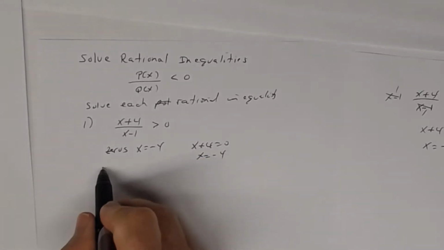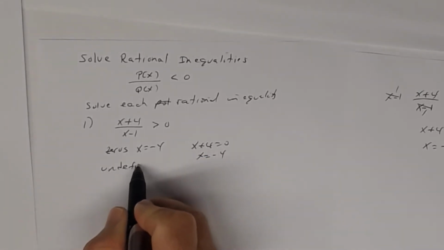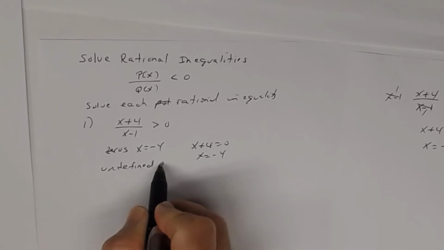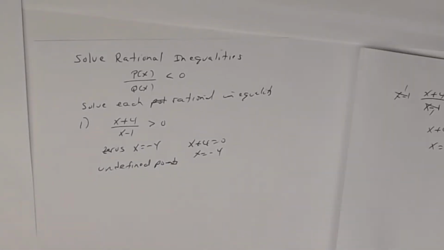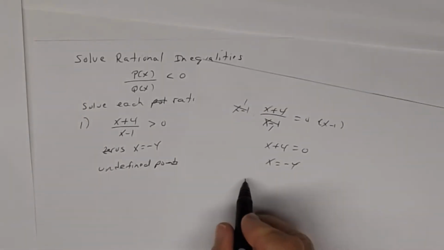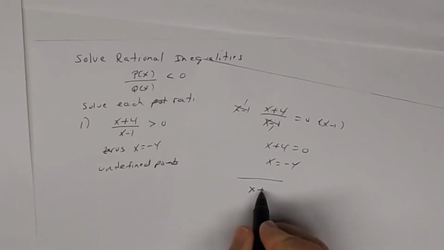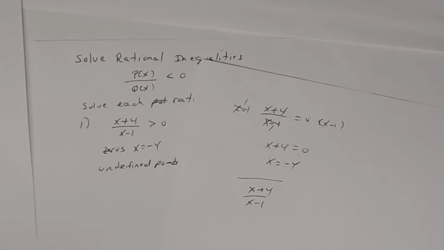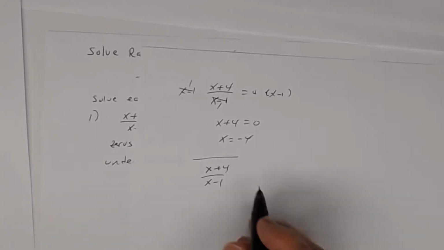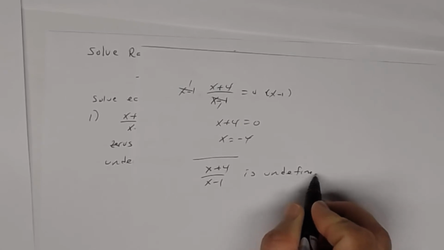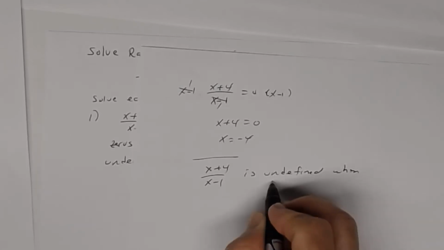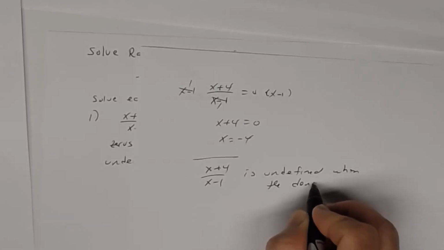Now the undefined points, let's talk about that. Let me write this out. A rational expression, x plus 4 divided by x minus 1, is undefined when the denominator is 0.